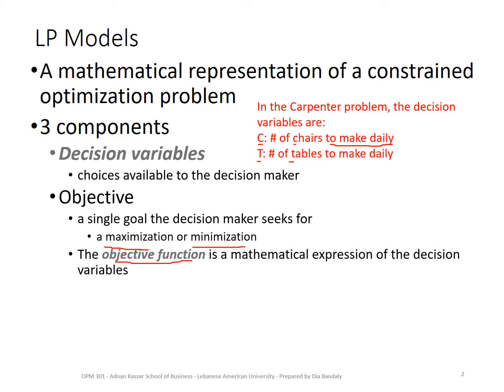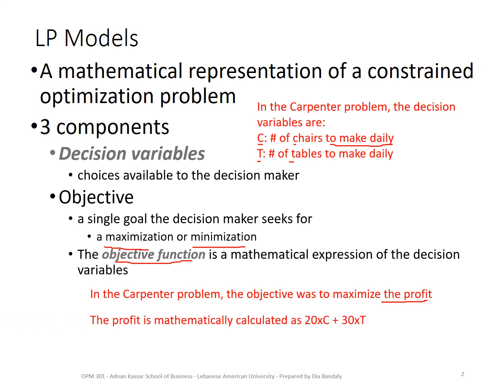So in the carpenter example that we just did, what was the objective? Of course, we wanted to maximize the profit. All right, so how do we represent that in an objective function? First, let's see the mathematical method to find the profit. It's very easy, right? What's the profit? It's the profit per unit for every chair multiplied by the number of chairs.